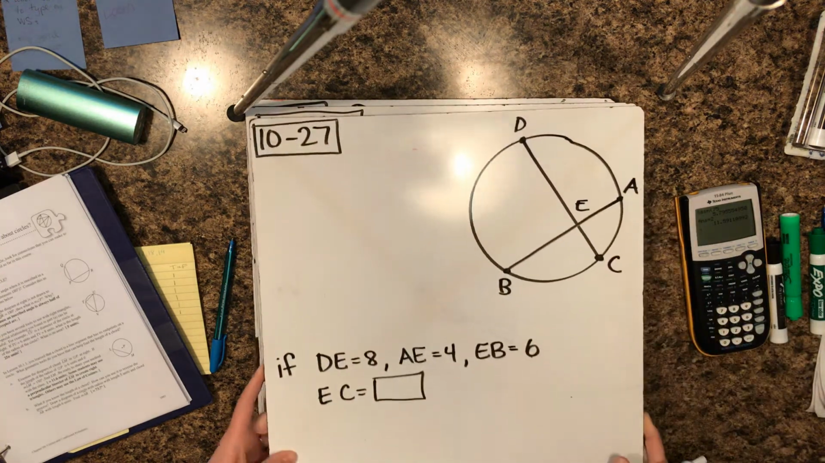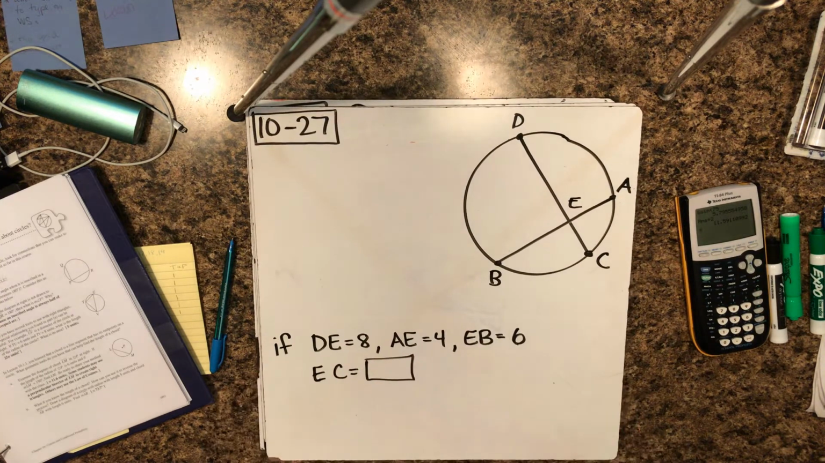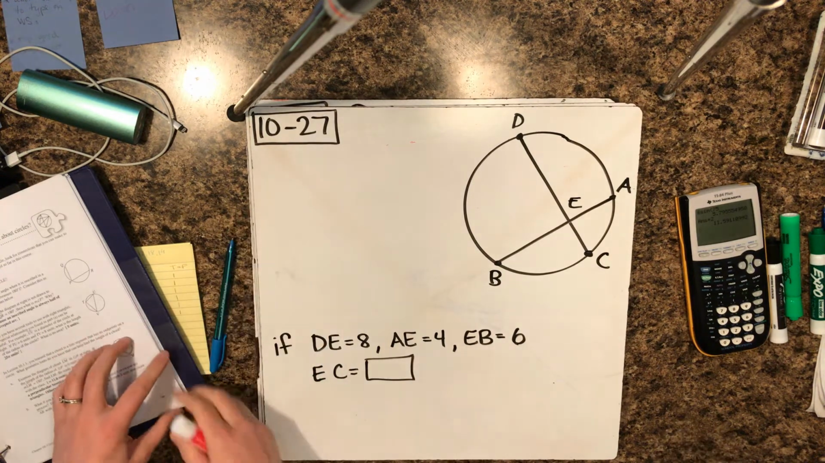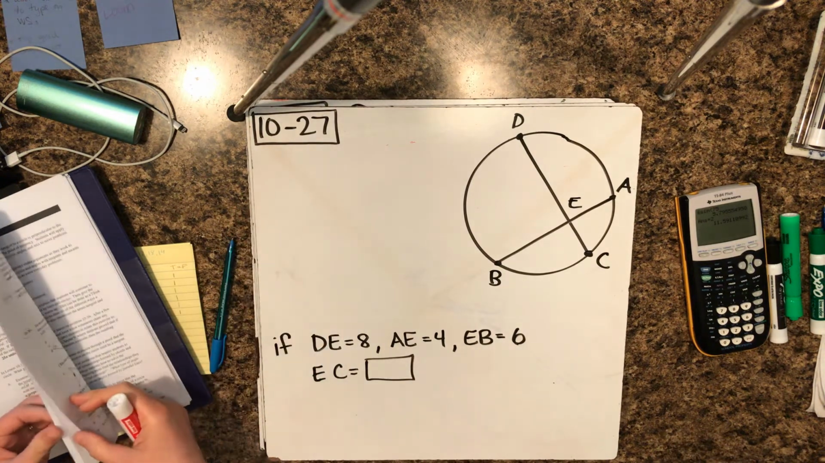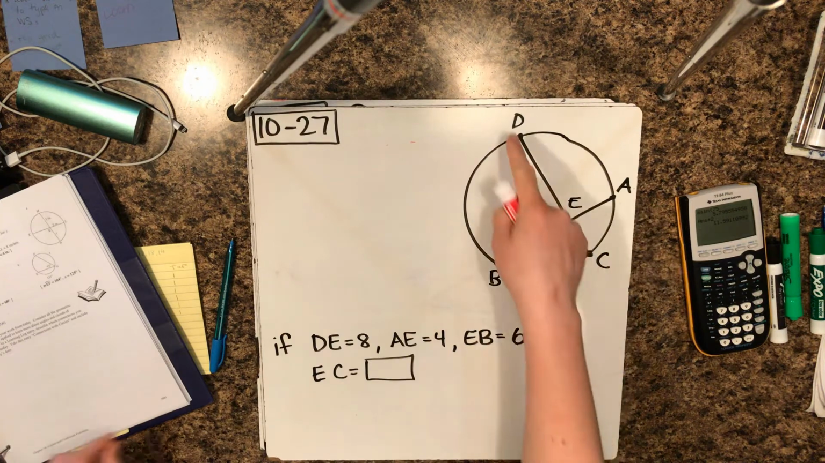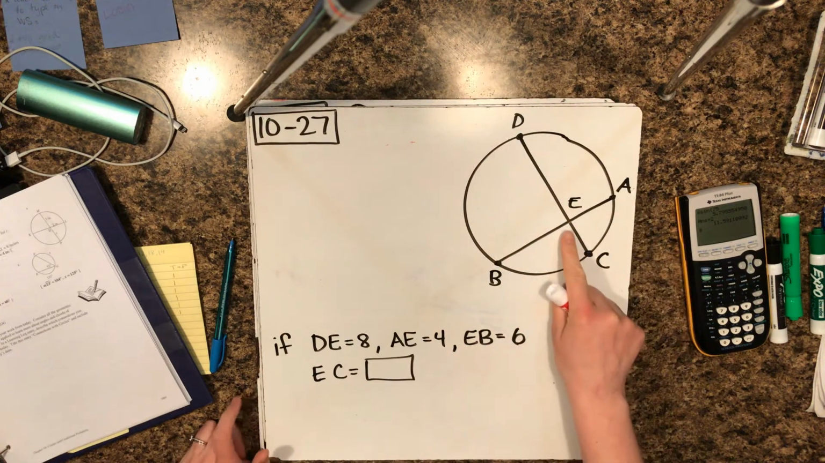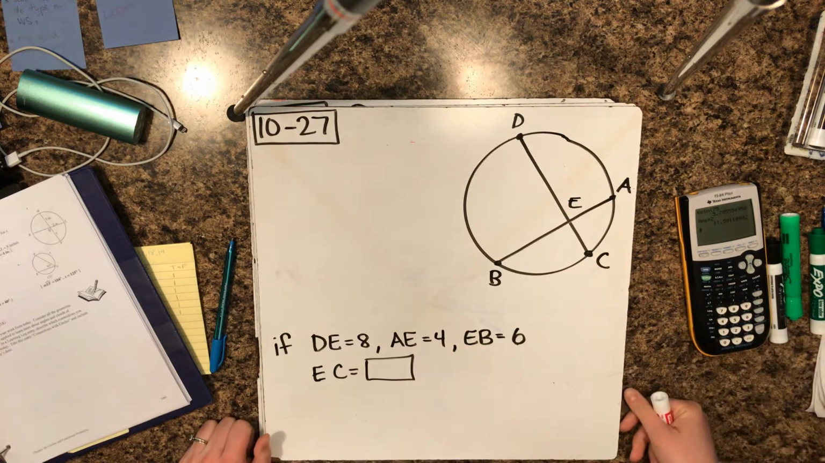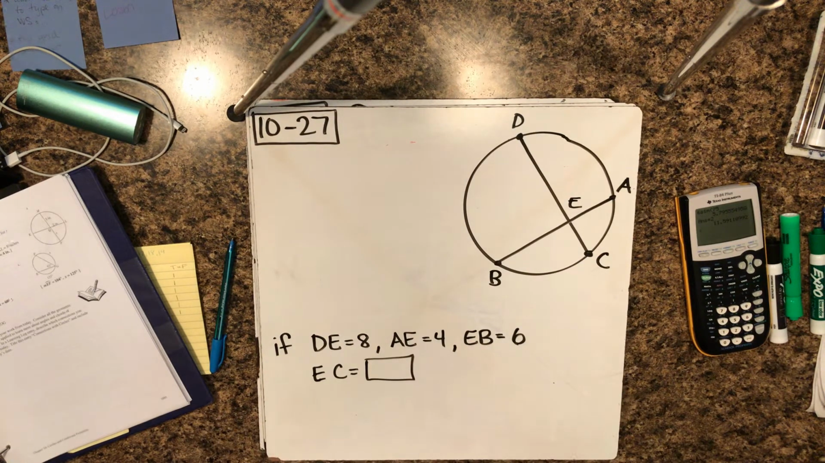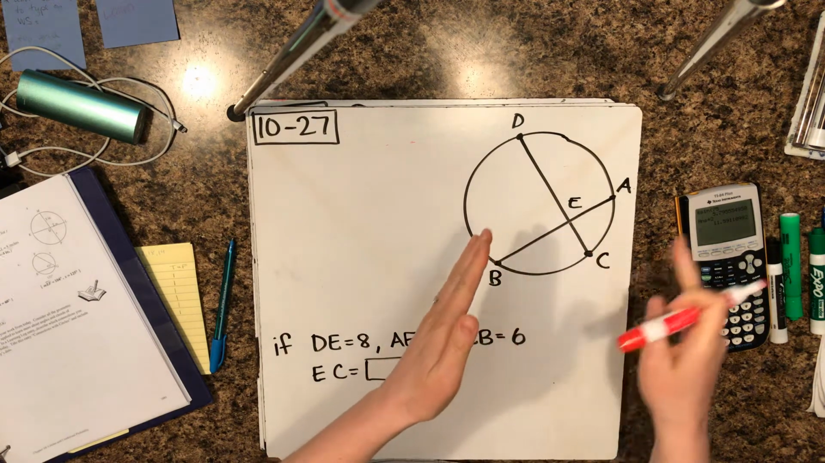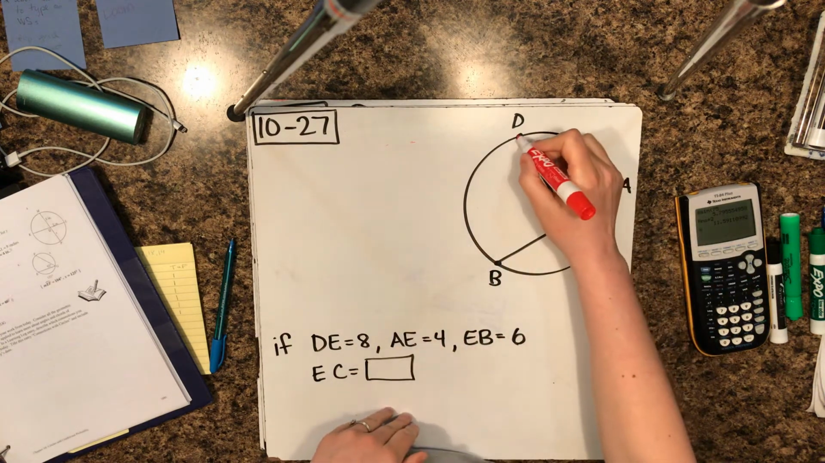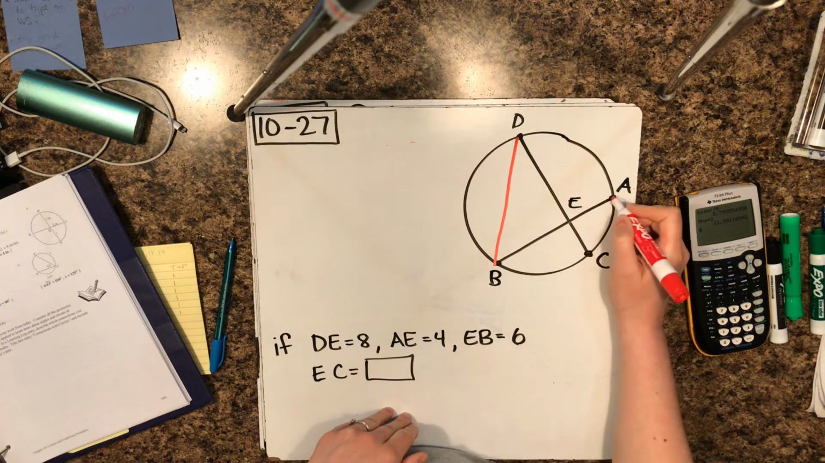Okay. The last example today is brand new. We did not talk about this at all before the break. This is 10-27. And 10-27 is showing us a circle that has two chords intersecting. E is not the center of the circle, although it would work if E was the center. Okay? And a kind of neat trick that you can do in a circle, if you see two chords crossing, is you can create two triangles.